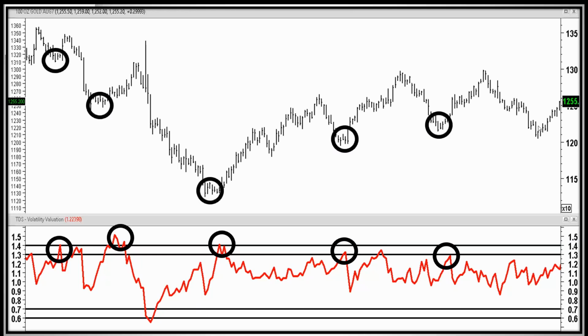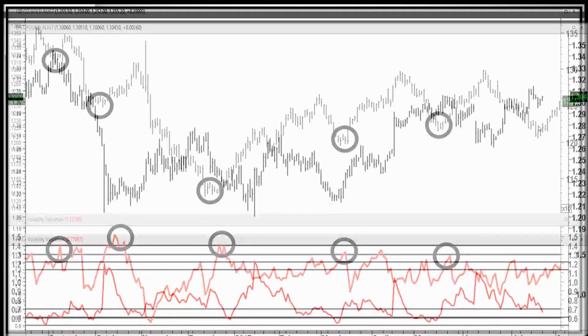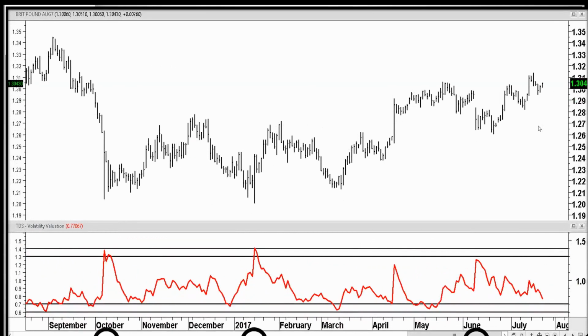So this is how it would look. This is a chart of gold. High volatility usually marks bottoms, but not always, and I'll show you the exceptions as well. Again, another chart. This is for British pound. High volatility, extreme. Again, these are lows. Again, high volatility is when trends go to die, and there are usually reversals.